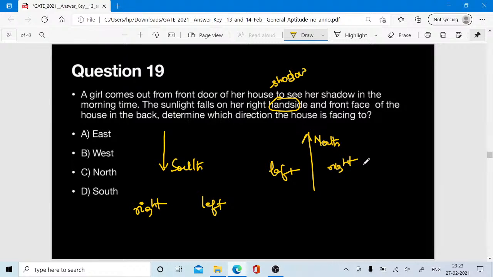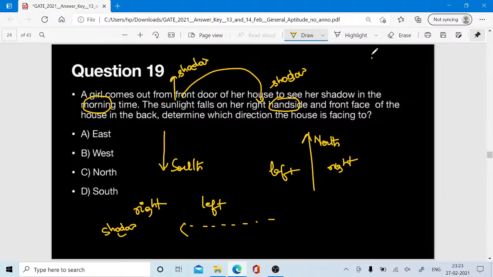So precisely in this question, they are telling us the sunlight falls on her right hand, or the shadow. What does sunlight mean? The shadow, right? The sunlight falls on her right hand, that means the shadow will be here. If the sunlight falls like this, that means morning is given already.